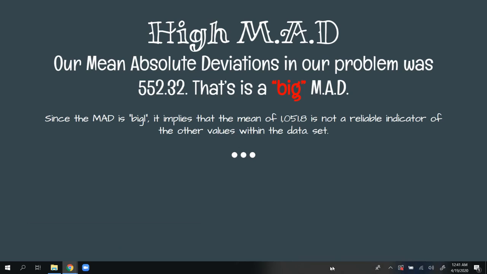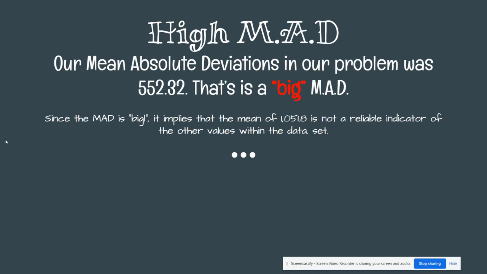So looking at this data point, 552 and 32 hundredths, that's a big MAD. That's a big mean absolute deviation. And what I mean by that is since the MAD is big, it implies that the mean is not a reliable indicator of the values. And let me explain a little bit about what that means.